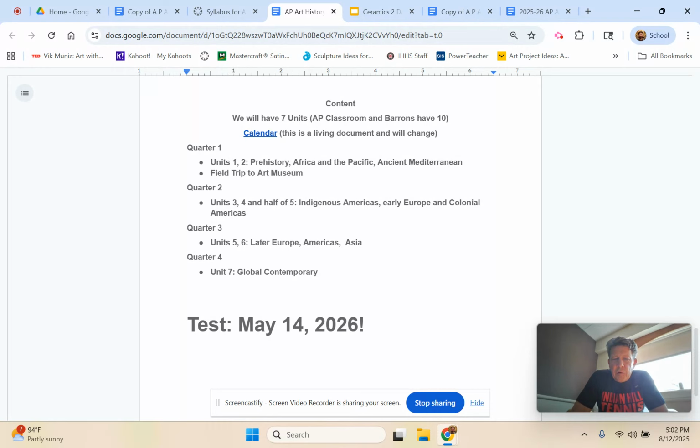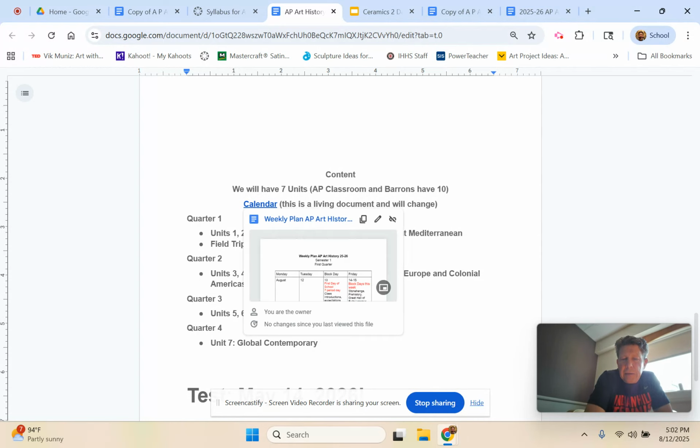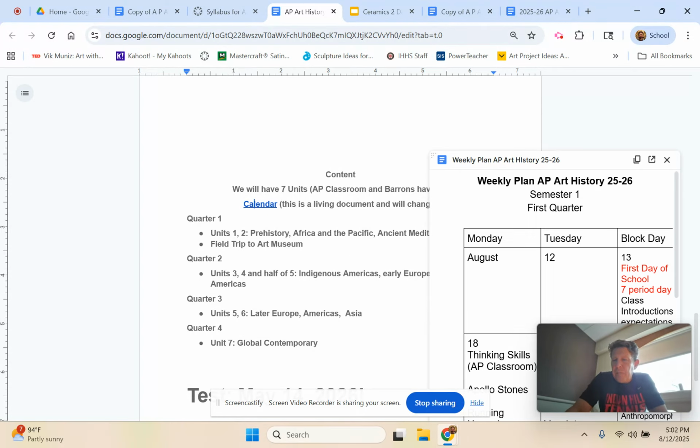The quarters are broken down so that we'll do units 1 and 2 during first quarter, units 3, 4, and part of 5 second quarter. Third quarter is the end of 5 and 6, and 7 during fourth quarter, with a week to study for the exam. The calendar, if we go to that link, is by piece.